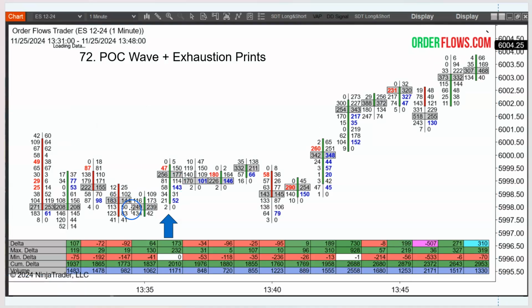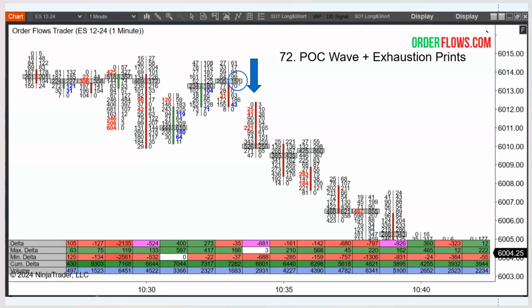So here's your POC wave, right? Red bar, green bar, green bar, and your exhaustion print is coming in on the 3rd bar, the 2. Here's your POC wave, so green bar, red bar, right? Point of control in the green bar. Point of control on the red bar is higher than the green. Point of control on the third bar, which is the second red bar, is lower than the point of control of the first bar. And your exhaustion print is coming in at the 3rd bar.